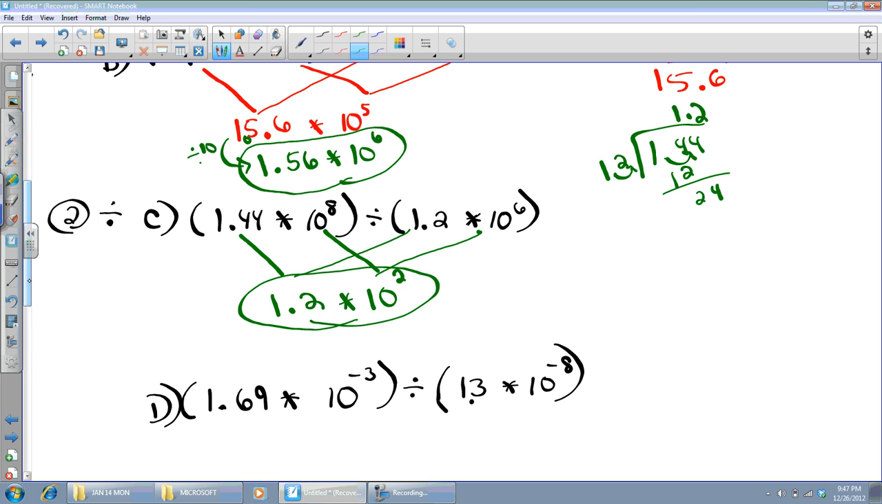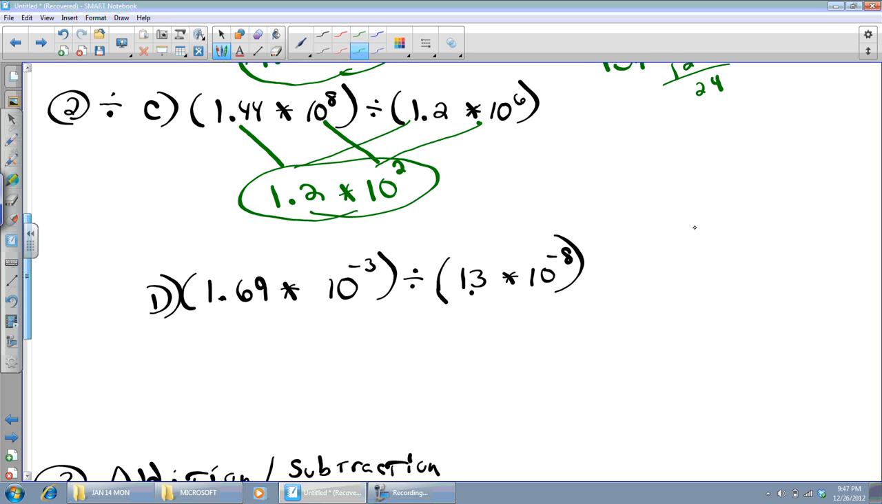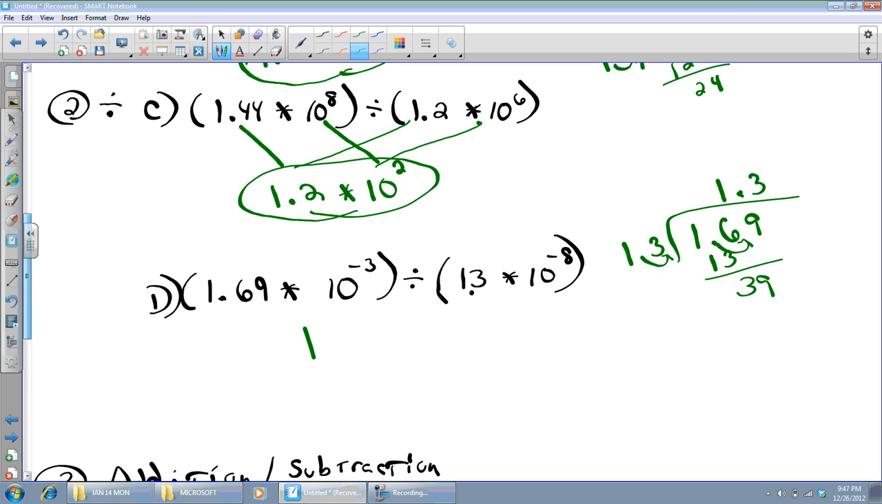All right, if I have, say, 1.69, and I'm going to divide it by 1.3, well, that's the same as 13 being divided into 16.9. So it's going to go 1, 13, and it's going to be 39, and it's going to get a 3 there. I'm going to get a 1.3 times 10. Now I have to subtract exponents, so it's going to be negative 3 minus negative 8. Well, that's going to be 10 to the 5th.